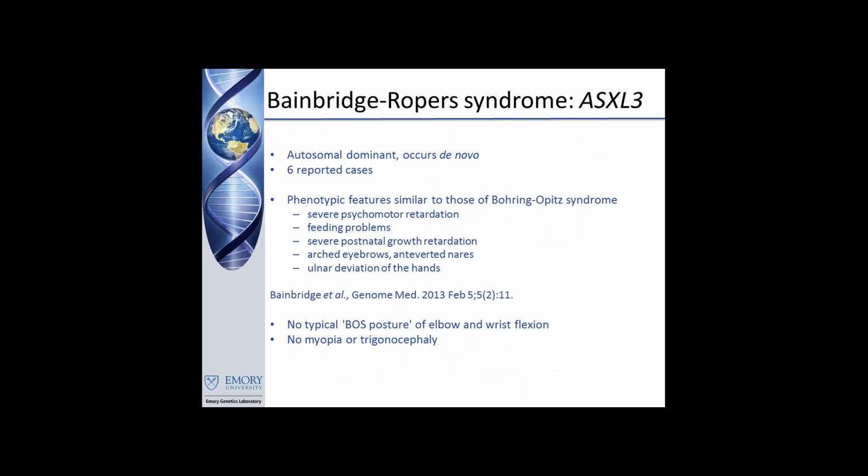They also have severe psychomotor retardation as well as feeding problems, and certain dysmorphic features that are common, such as the arched eyebrows and anteverted nares. Some of the typical Bohring-Opitz syndrome phenotype we don't necessarily see in patients that have these changes in ASXL3, so they don't have that typical posturing or the typical trigonocephaly.